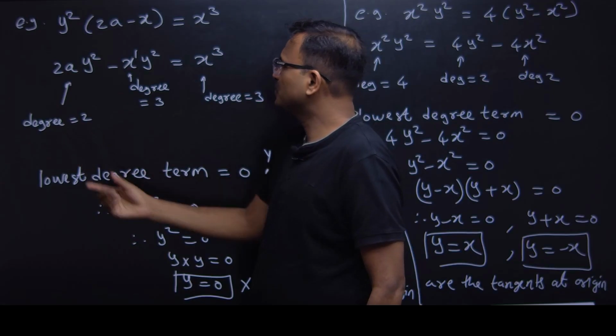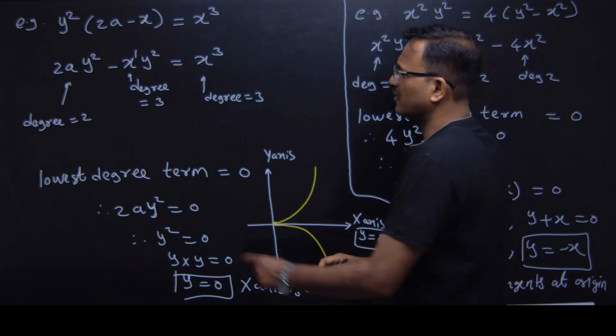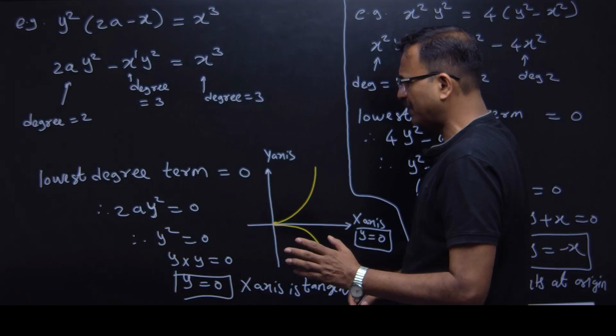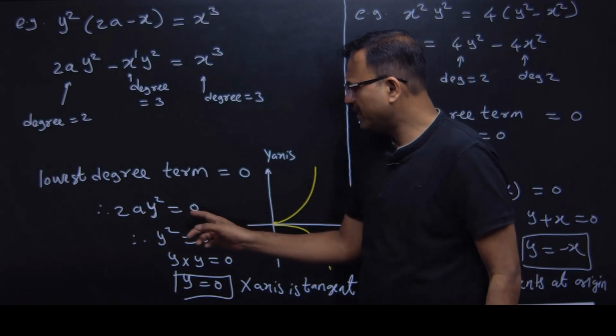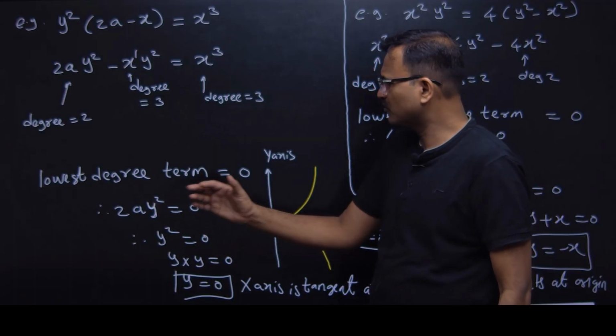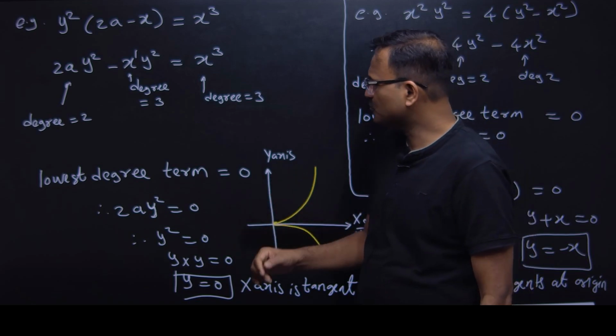To find the tangent at origin, we equate the lowest degree term in the equation with 0. The lowest degree term in the equation is 2a y square. That we equate with 0. 2a being 0 is meaningless. So y square will be 0 upon 2a, so it will be 0. We are not considering 2a as 0 because it is a non-zero constant.